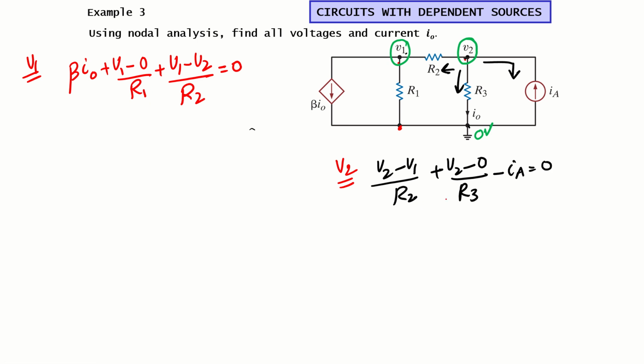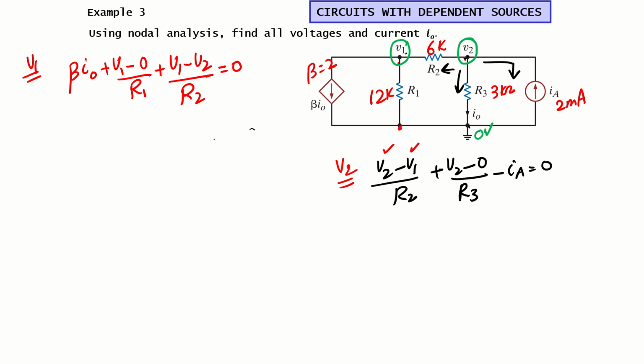Now, if you look at these two equations, we have three variables. V1, V2, and IA is a constant, which is given for this example, with a value of 2 milliamperes. R3 is given, with a value of 3 kilo. R1 is given with a value of 12 kilo. R2 is given with a value of 6 kilo. And the value of beta is given, beta is 2 here.